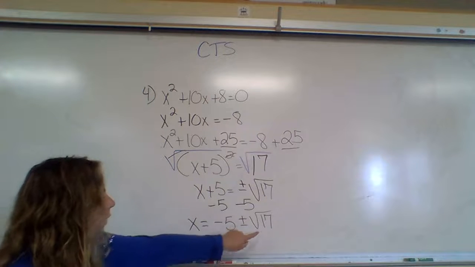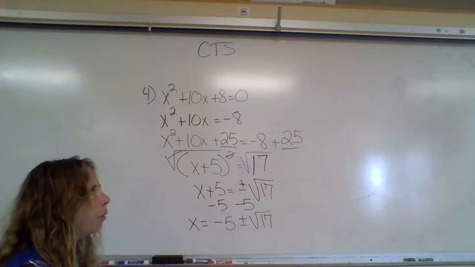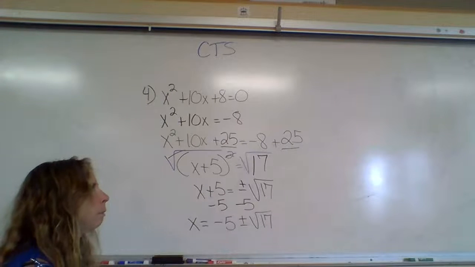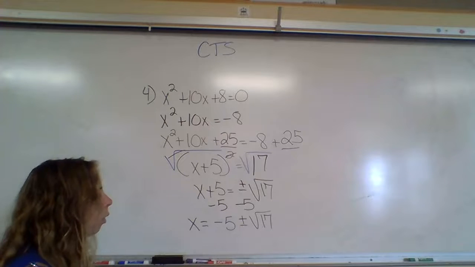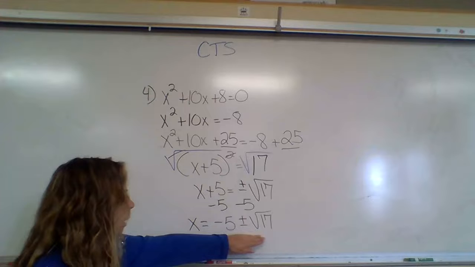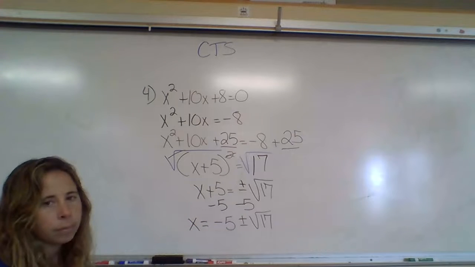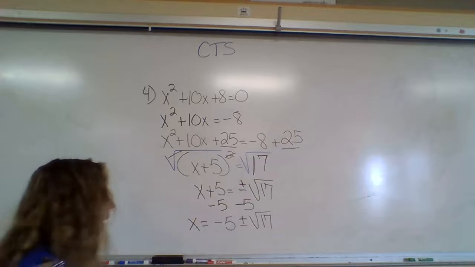You do not have to make this a decimal, because the square root of 17 is going to be 4 point something, a decimal that goes on forever. So you don't need to turn it into a decimal, just leave it like this: negative 5 plus or minus the square root of 17. Okay, that's number 4.